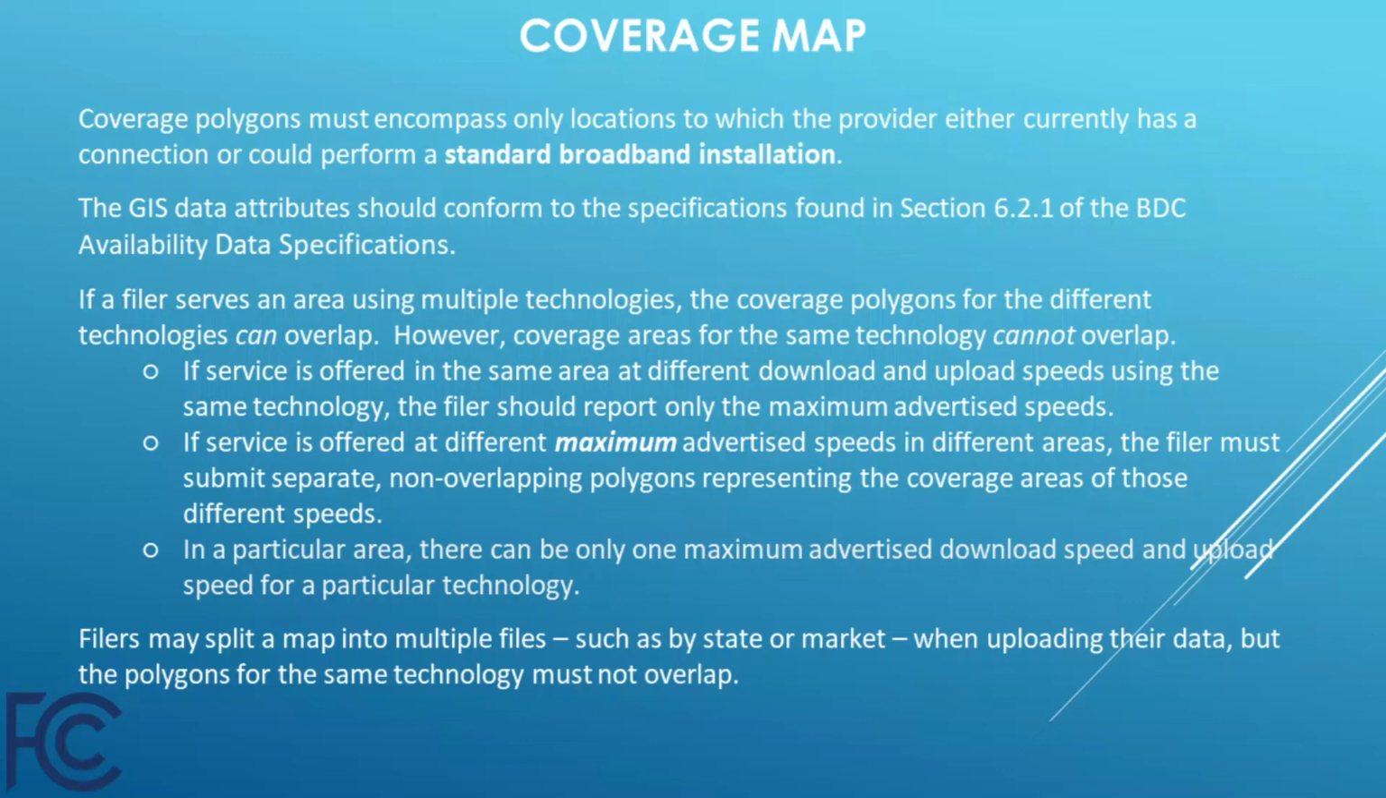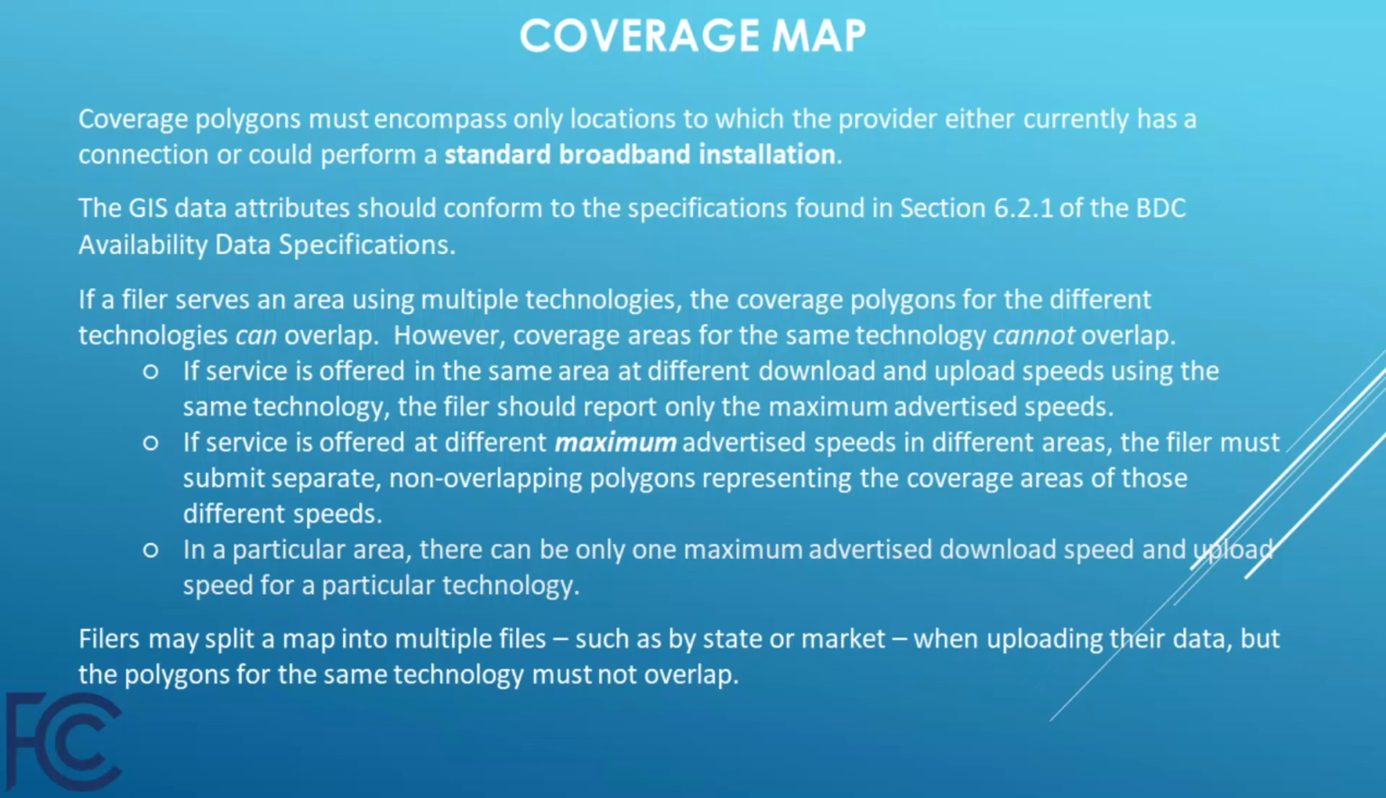Again, if service is offered at different download and upload speeds using the same type of technology, then the filer should report only the highest speed offered. This should be based on the highest download speed advertised and the upload speed that is paired with that download speed. If service is offered at different maximum advertised speeds in different areas, then the filer must submit separate polygons representing the coverage areas of those different speeds, but the polygons cannot overlap. At a particular place using a particular technology, there can be only one maximum advertised speed.